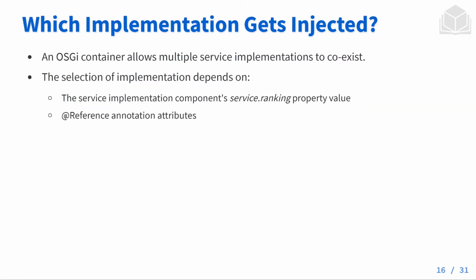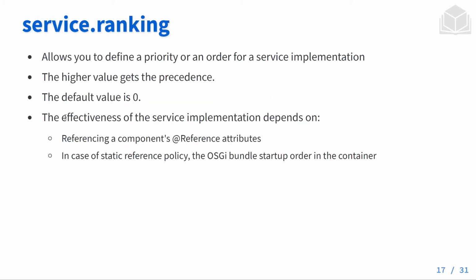How do we know which implementation gets injected? An OSGi container actually allows multiple service implementations to coexist. The way the implementation is chosen is based on the service implementation component's service.ranking property value. The @Reference annotation attributes, we'll go ahead and list all of these. So service.ranking allows you to define a priority or an order for a service implementation. The higher values get precedence, and the default value is 0.